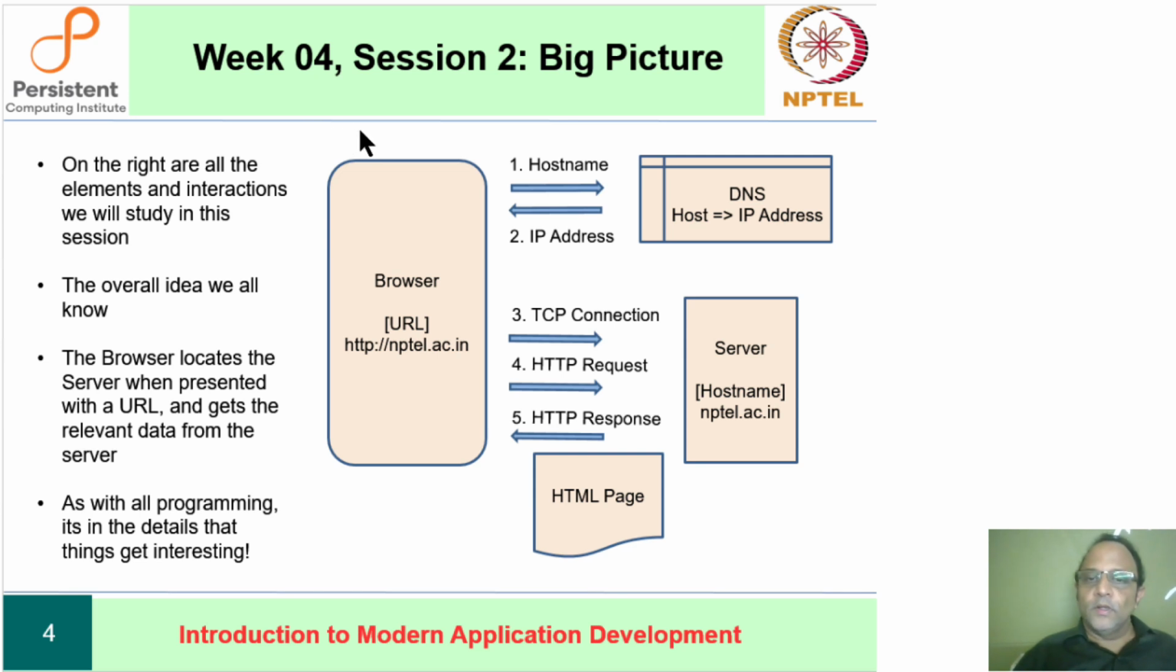Okay, so on the right are all the elements and the interactions that we are going to study in this session. We all know what the overall idea is. We have a URL such as NPTEL-NOC, and the browser, when it is given this URL, it somehow figures out where the server is located. This happens in step 1 and step 2, where the browser interacts with the domain name system, which converts the host name into an IP address. Once it has the IP address, it establishes a TCP connection and then runs a HTTP request on it.